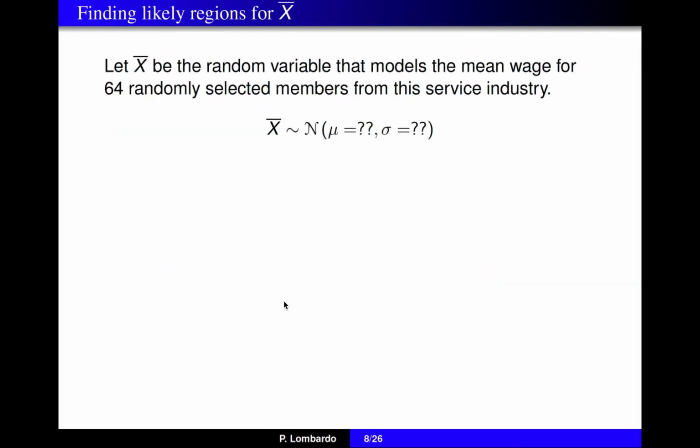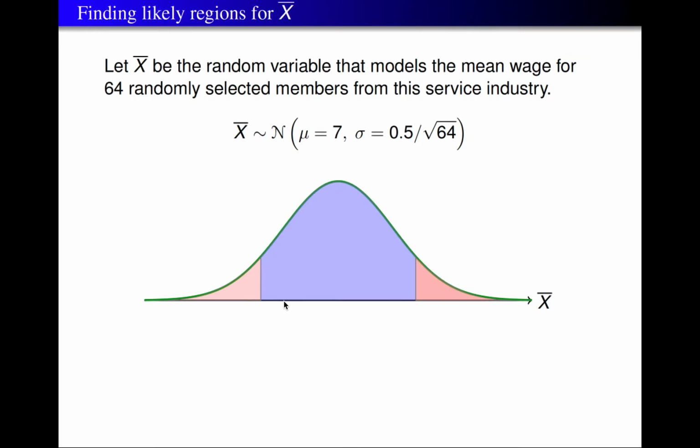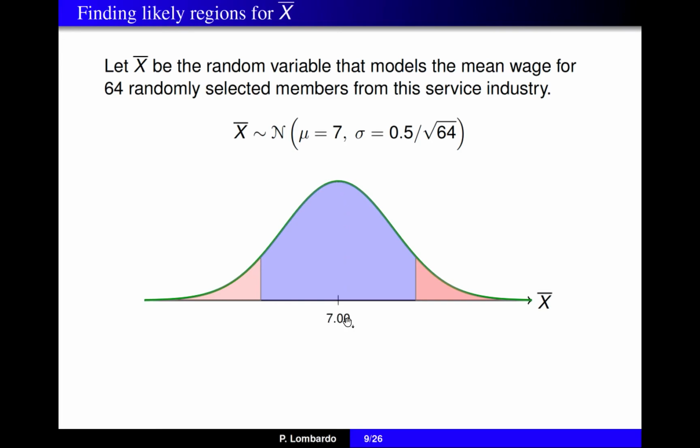So here's the general idea. We already talked about this. If Xbar is the random variable that models the mean wage for 64 randomly selected members, right? This is a random variable. What values are typically going to be coming out of this random variable? We already know its probability distribution. And so we can kind of set up a picture that looks like this. So here's our random variable X bar. We know that the peak of its distribution is going to be at 7.